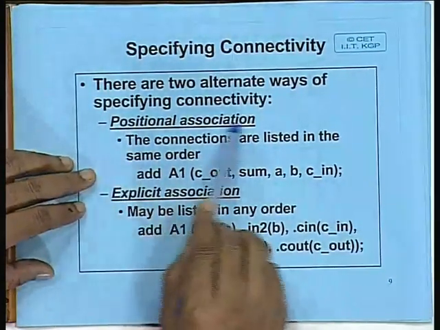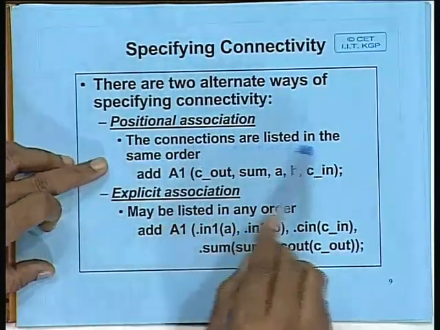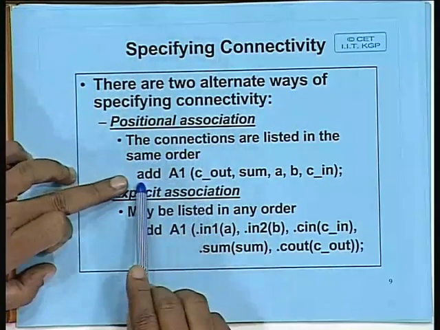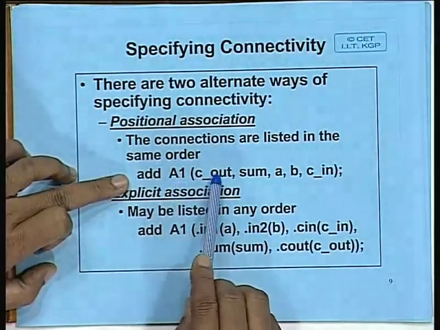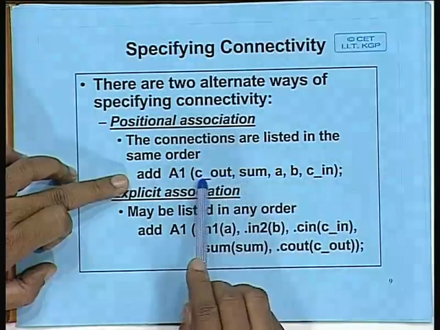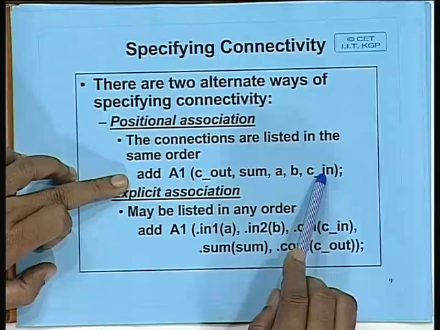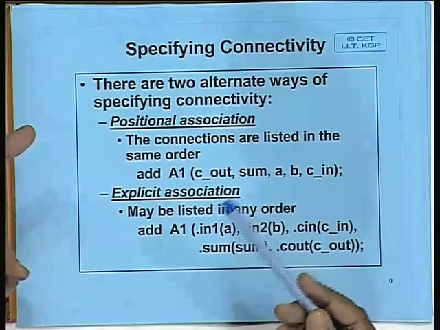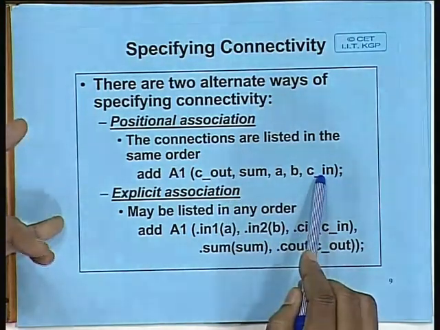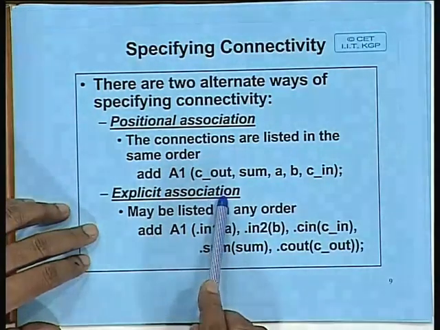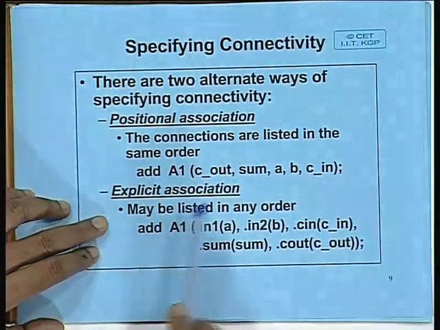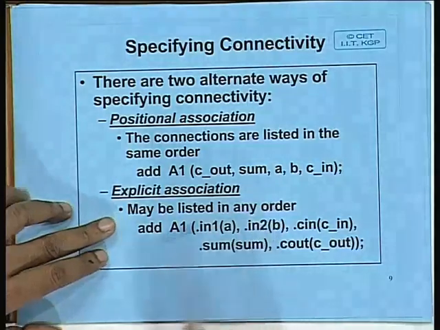This is called positional association. The connections are listed in the same order. So, when we instantiate a module, we list the names of the nets in the same order. The first one is carry, second one sum, 2 inputs and then carry in. But you can also choose to jumble up this order. This is called explicit association. There we can list them in any order, but obviously if you do that you will have to explicitly say which one is what.